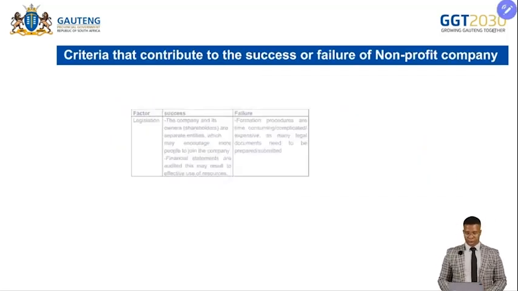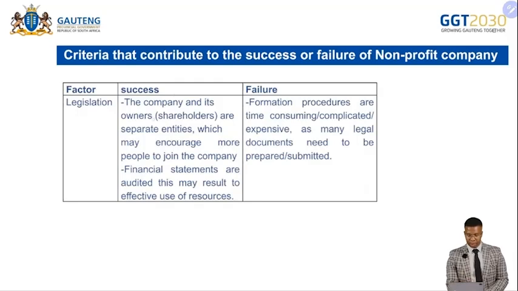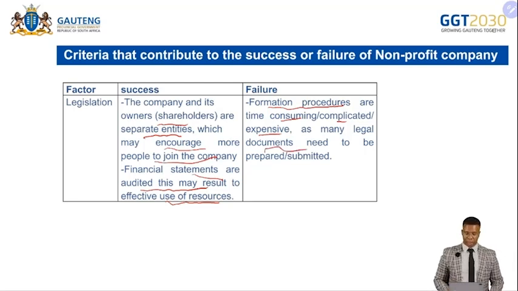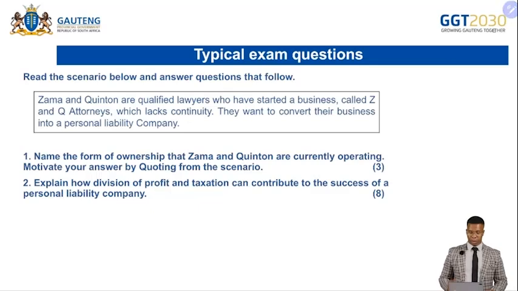Then, legislation. The company and its shareholders are separate legal entities, which may encourage more people to join, and the financial statements are audited. This may result in effective use of resources. And then when you look into failure, formation procedures are time consuming, complicated, expensive, as many legal documents might be prepared or submitted. Now, we have our last typical exam question.